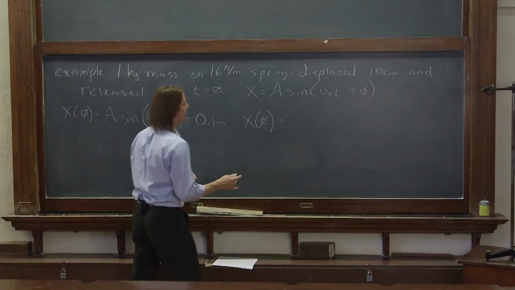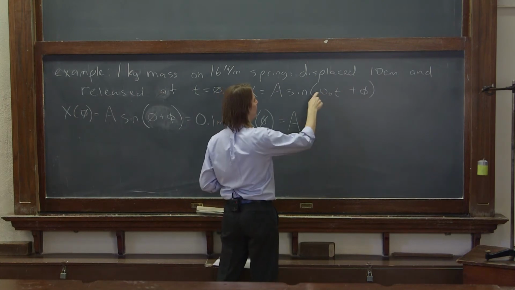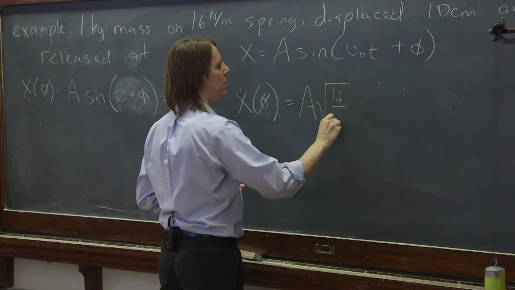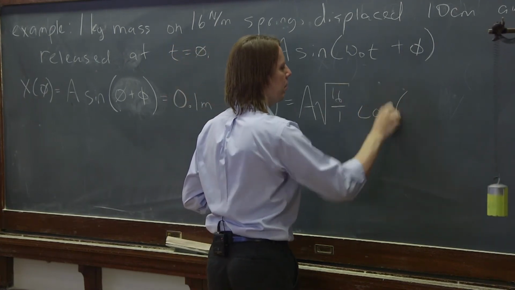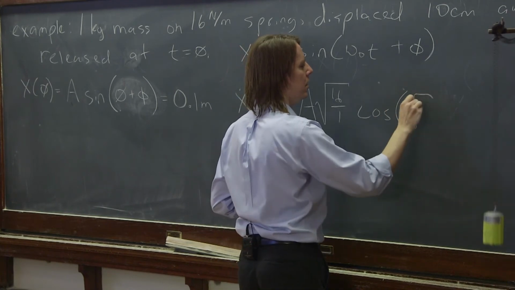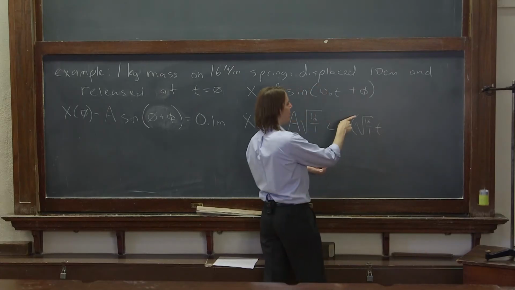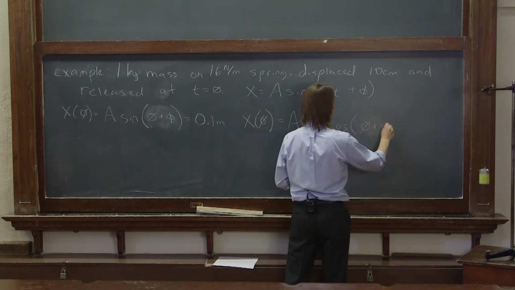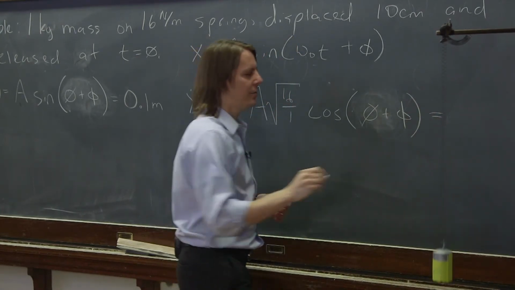So let's see, if we do the derivative real quick, we know it's A, sine goes to cosine and it pulls out an omega. So there's an omega naught, square root of 16 over 1. Sine becomes cosine. T, but again, this is at time equals 0. So this part goes away, right? You have 0 here. Plus phi equals what? The initial velocity was 0.